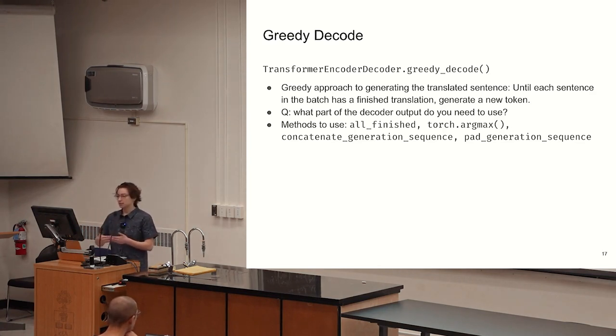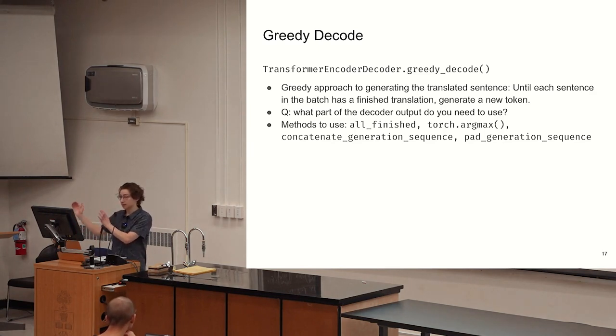Until each sentence in the batch has a finished translation, you generate a new token. And a question that I put in here, which points back to what I had mentioned before in talking about the decoder output shape, is what part of the decoder output do you need to use? So remember that the decoder output has the shape of the batch size, the number of sentences, and then for each sentence it has the number of tokens in the sentence, and then for each token it has the vocabulary size.